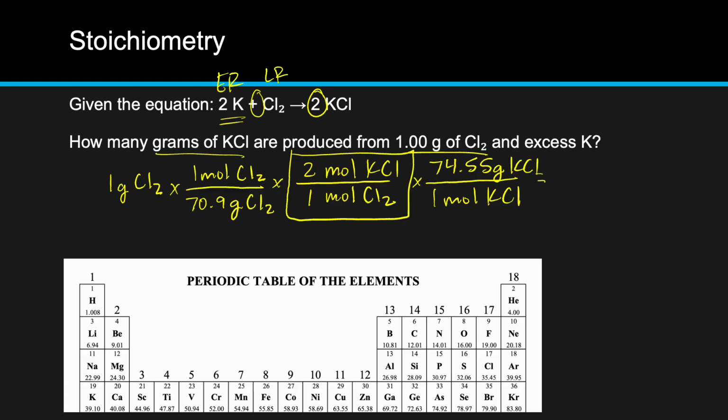And now, in my calculator, I will multiply and divide across so that I can get my final answer. I'm going to go backwards because I already have 74.55 in my calculator. So 74.55 times 2 divided by 70.9 is going to give us 2.10296. And I need to look at sig figs. I am given 1.00, which is 3 significant figures, so my answer needs to also be in 3 significant figures. 2 does not round up, so my final answer is 2.10 grams of KCl.